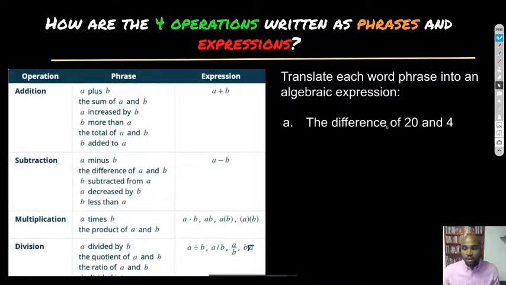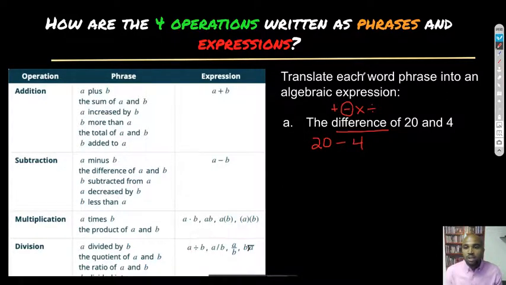The difference of 20 and 4. How would you write that? Don't cheat, don't look on the right side. The difference of 20 and 4. Difference is telling us what operation. It's either plus, minus, multiplication, or division. I'm hoping you're thinking subtraction. So the difference between these two is going to be 20 minus 4.